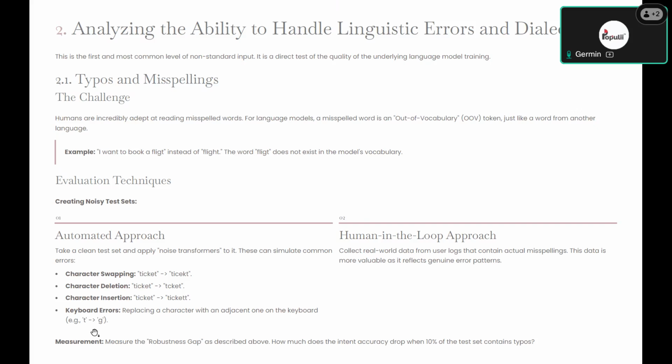Once we have our noisy test set, whether automated or human collected, we can measure the robustness gap the same way as we discussed earlier. We test how much the chatbot's intent accuracy, its ability to correctly understand the user goal, drops when a portion of the test set includes typos. So, for example, if 10% of your test set contains spelling mistakes, how much does accuracy go down? That number tells us how robust the chatbot really is. The smaller the drop, the better the system can handle noisy and imperfect language.